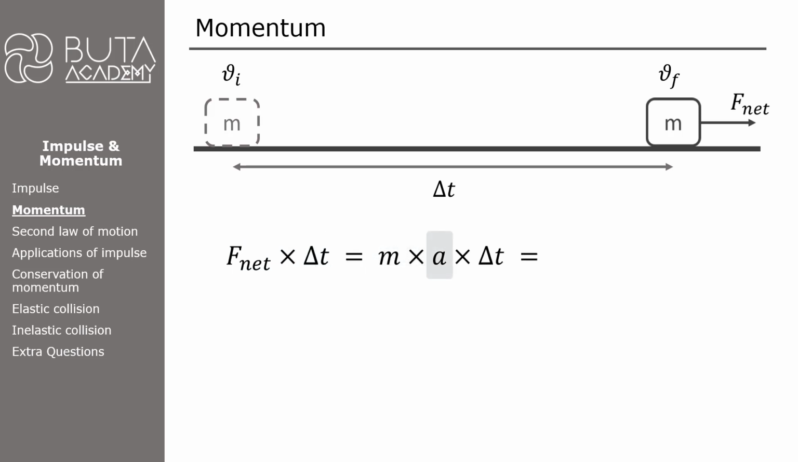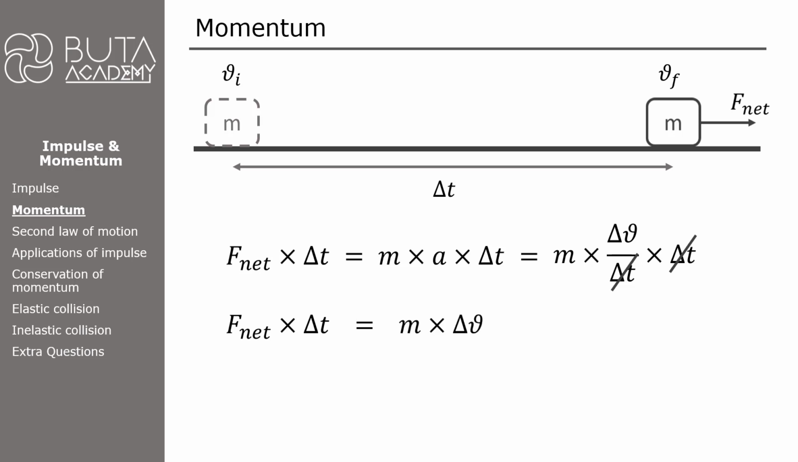And acceleration is the change in the velocity of an object in a unit time. Delta t's in this equation will cancel each other. As a result, impulse, which is F net times delta t, is equal to mass times delta v. As we know, delta means final value minus initial value of any quantity. In this case, it will be the final velocity minus initial velocity.